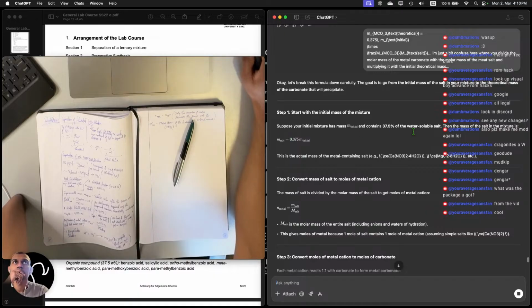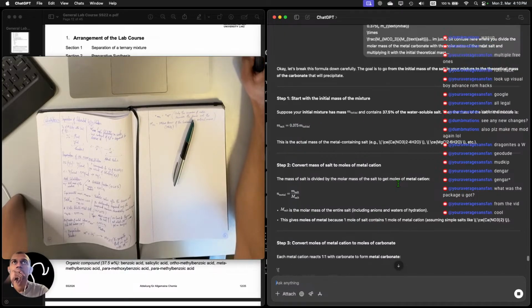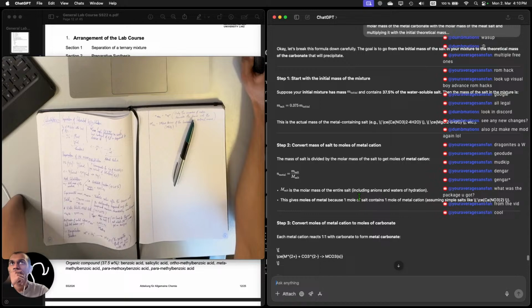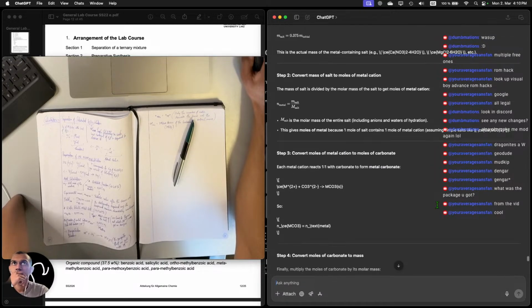Suppose your instrument... convert mass of the salt to moles of the metal cation. Yeah. This gives moles of the metal because 1 mole of salt contains 1 mole of metal. Convert moles of the metal cation to moles of carbonate.